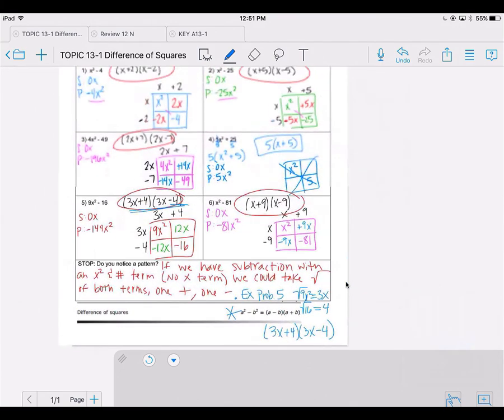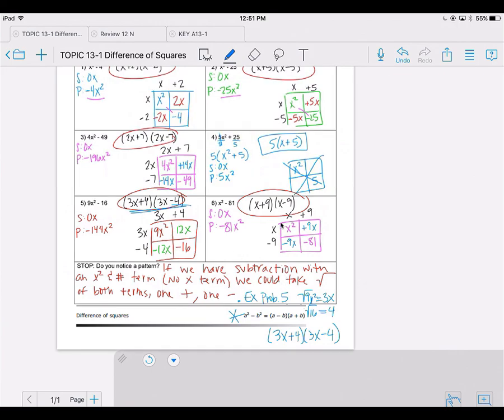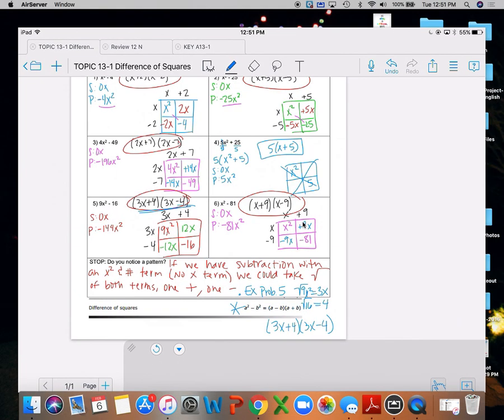Now, as you can see, if you forget this formula, you could do the box on every single one and still get the same answer. When you work on your assignment, we encourage you to try to use the pattern, because if you use the pattern, you don't have to show your work using the box. But if you get stuck on the pattern or you don't understand the pattern, then use the box to factor every one.